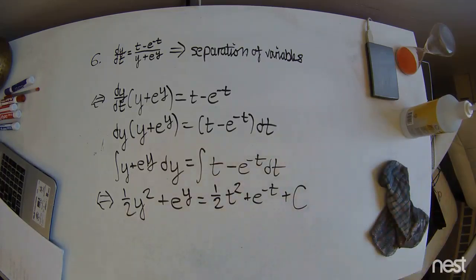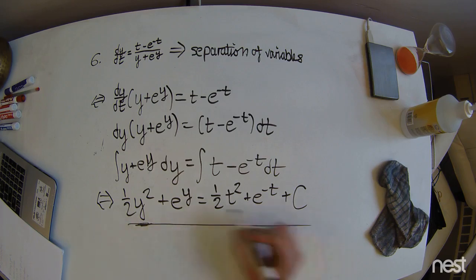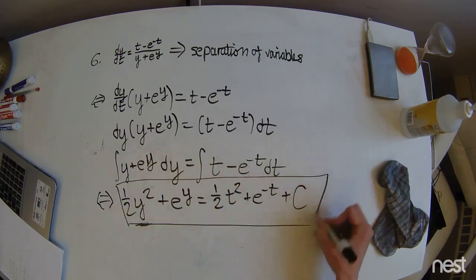Normally with these problems, we're going to want to try and get it in terms of a function of the dependent variable. But in this case, we can see that it's not really going to work out. I mean, you can try and rearrange this and do some algebra trickery, but you're not really going to find an explicit solution out of this. So we're just going to leave it in implicit form, just like that.